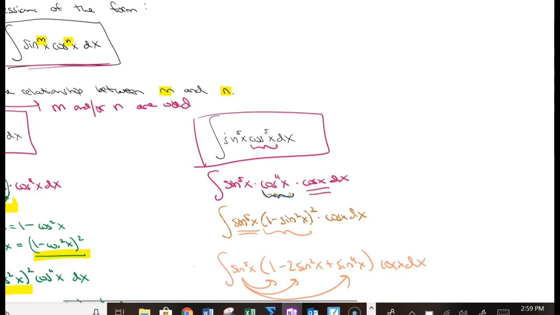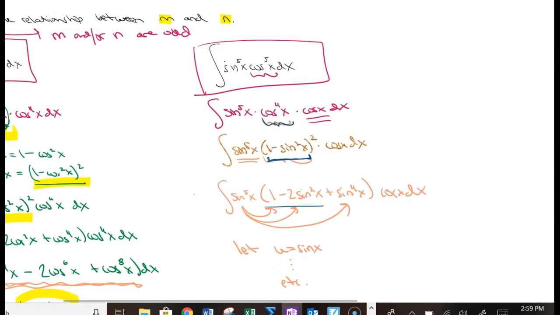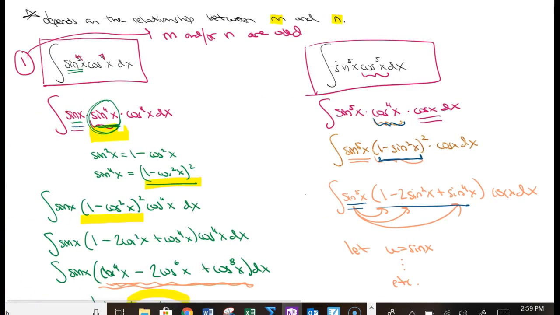Same thing over here. You're going to use the Pythagorean identity. Notice how cos to the 4th x just equals 1 minus sine squared x, because that's cos squared after all, squared. And then you're going to multiply this all out right here, distribute sine to the 5th, and then you're going to let u equal sine x, and et cetera. Simple sub. So that is what you do when you've got a power of sine times a power of cosine, and one or both of those powers is odd.